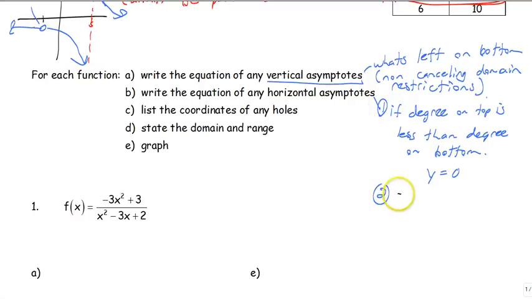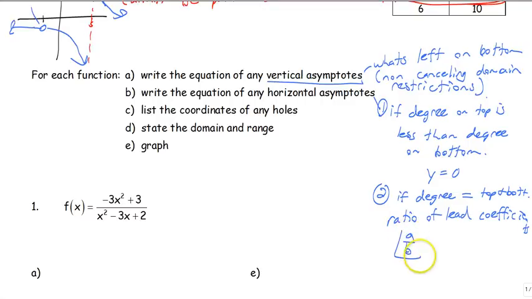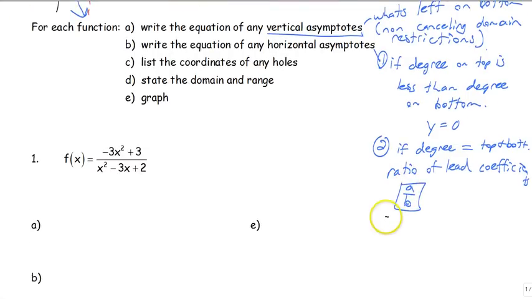Number 2, if the degree is equal on top and bottom, then it's the ratio of the lead coefficients. So it would be like A over B. It's the fraction. And finally, number 3, if it's top heavy, so if the degree on top is higher, there is no horizontal asymptote. You don't say equals 0, there's just none.